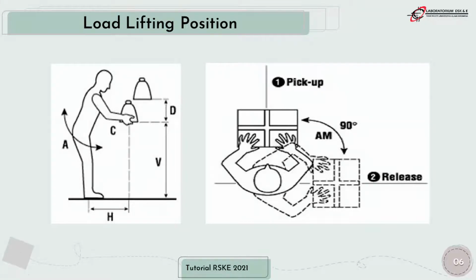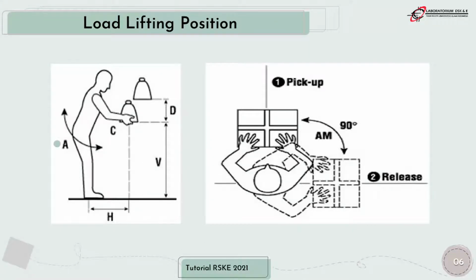From the picture, it can be seen that there are several variables which are symbolized by letters. The first is the variable h, or the horizontal distance, which is calculated from the center point of the body, or rather at the ankle, to the midpoint of the hand. Then there is v. This is the vertical distance obtained from the center point of the lift to the floor.